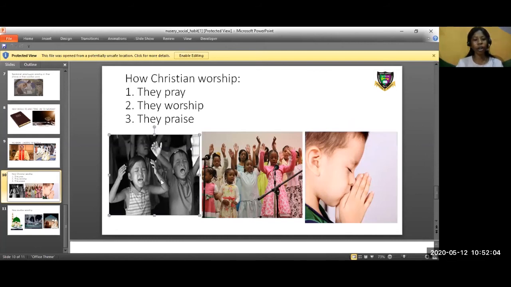Let me go back again. The first picture, the children are praying. The second picture, they are worshiping. And the third picture, the boy is praising. You can praise God in a silent way that you don't want anybody to hear you. You can be praising God like this so anybody will not hear you. So that is how Christians worship. They pray, they worship, and they praise. Give yourself a beautiful clap.